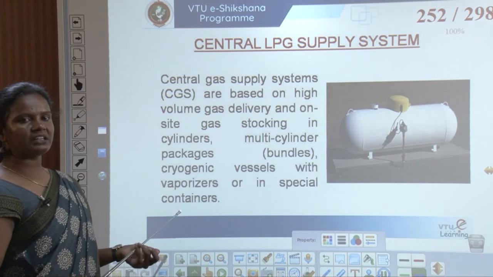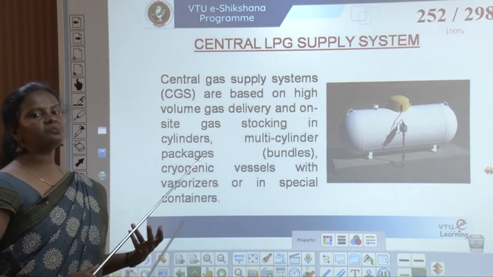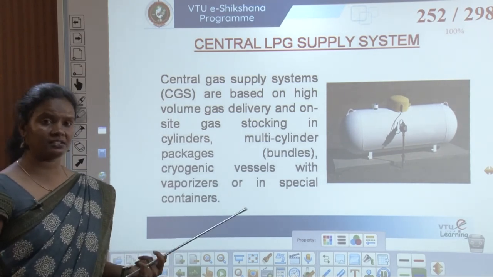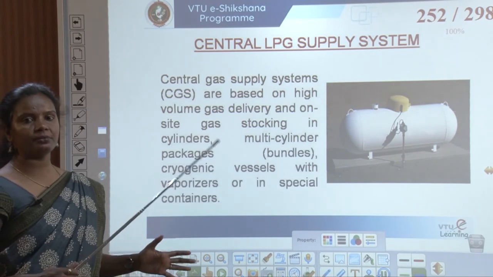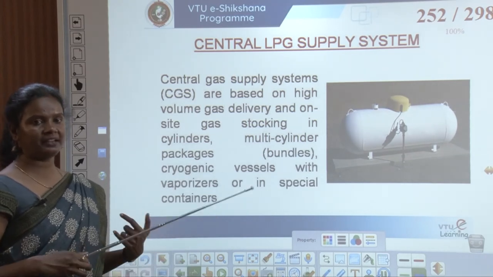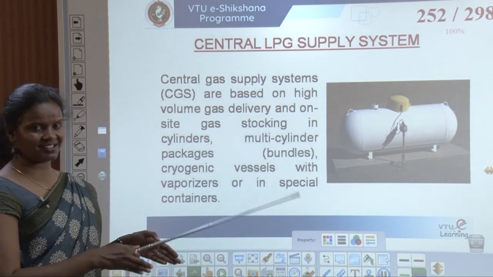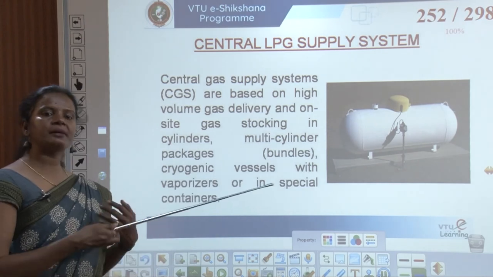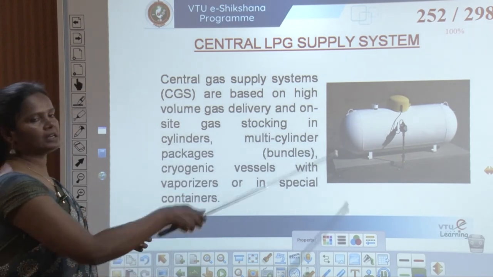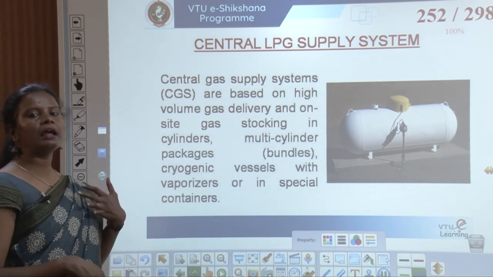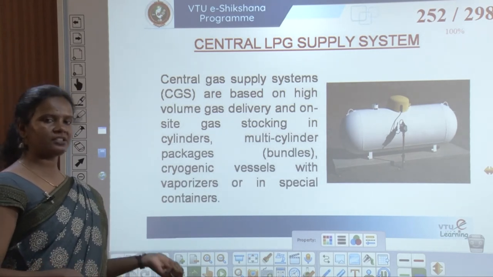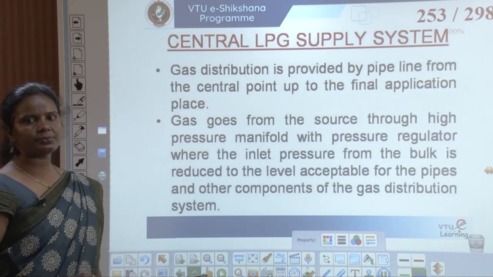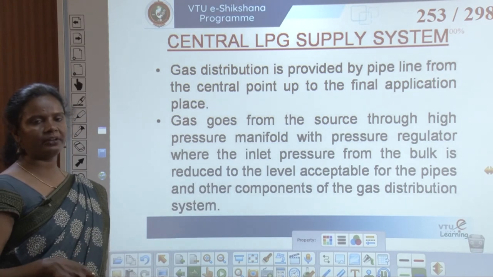So when it comes to the central gas supply system, or CGS system, or LPG system, it is based on high volume gas. The volume of the gas delivery will be high, and on site gas stocking has to be done. Gas stocking has to be done in cylinders. Multi cylinders should be there. Sometimes cryogenic vessels, where you have huge vessels with vaporizers, and in special containers. So the gas distribution is provided by pipeline from the central point.